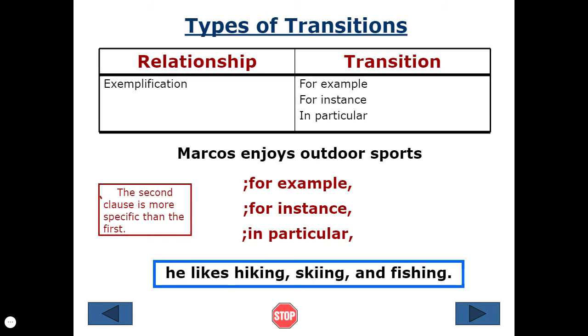You can also use transition words that create a relationship of exemplification. Okay, for example, for instance, in particular. So that's just a fancy way of saying, I'm about to tell you an example, reader, so pay attention. So these are really good examples to use if you are providing evidence, quotes, paraphrases, and summaries in your writing. You will want to use some of these transitional words that create that exemplification relationship. So here's an example. Marcos enjoys outdoor sports. For example, he likes hiking, skiing, and fishing.